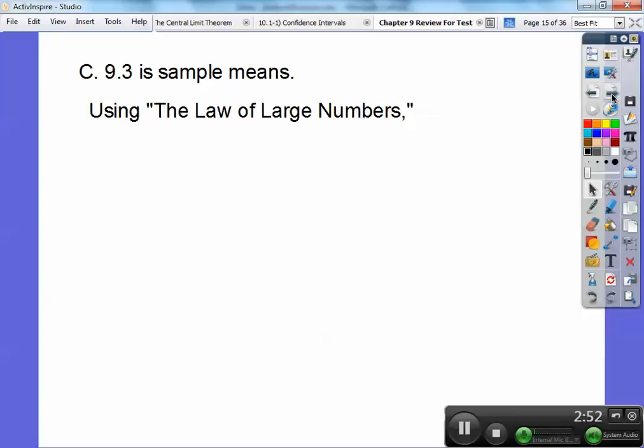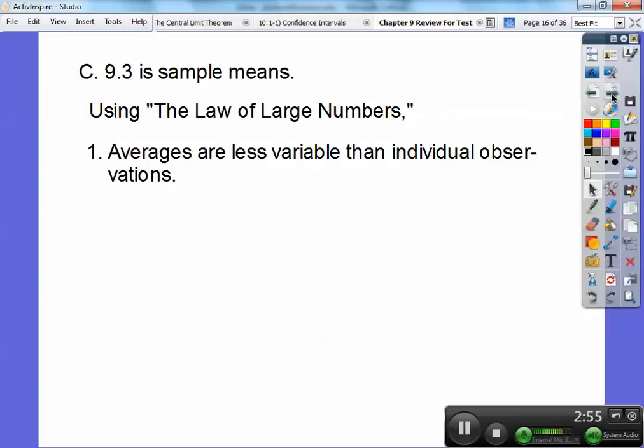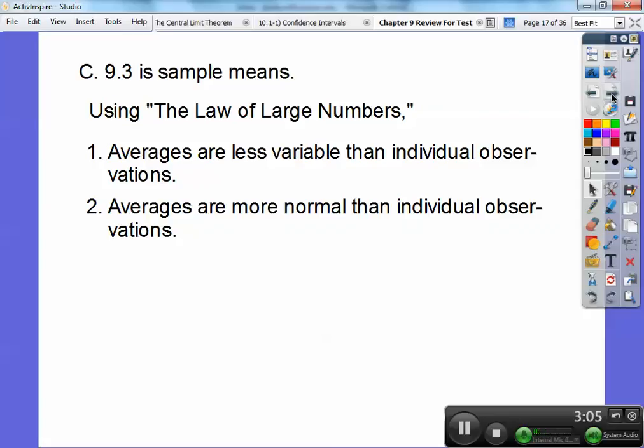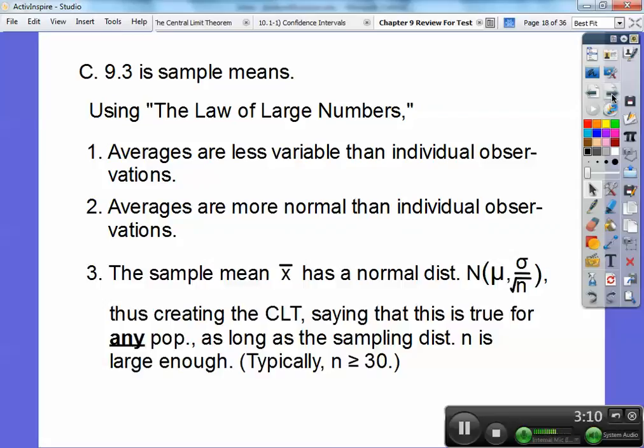Okay, so sample mean, so using the law of large numbers, boy, that was hard. So averages are less variable than individual observations, so you'll see why in just a second. So averages are more normal than individual observations, and the sample mean, which is x bar, has a normal distribution. And so when it asks you to describe the distribution, you say normal with the n right there, and this is my population mean, and then this is my sample standard deviation. So you take your population standard deviation divided by the square root of n.